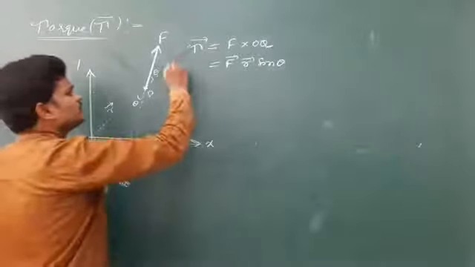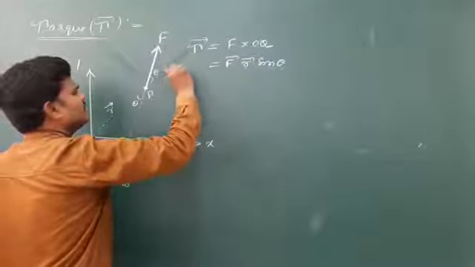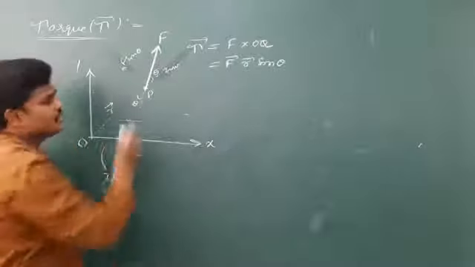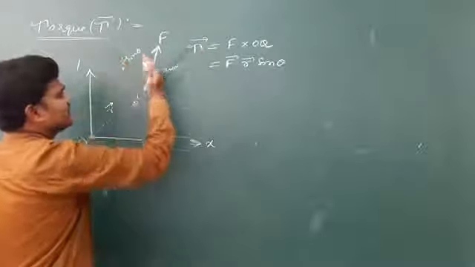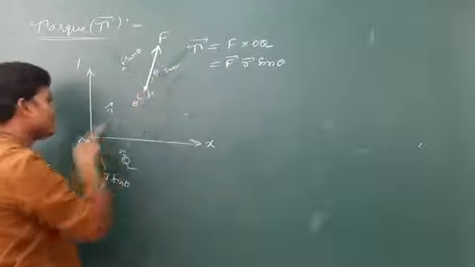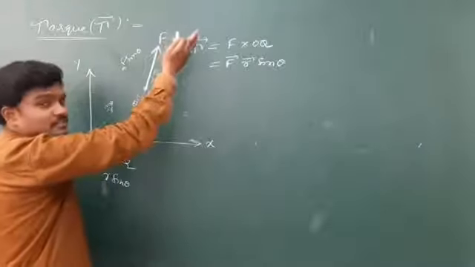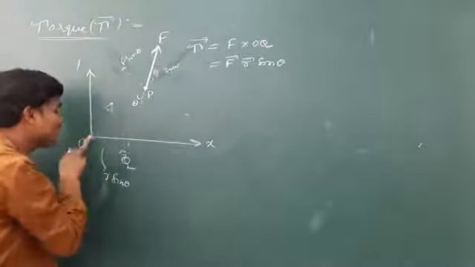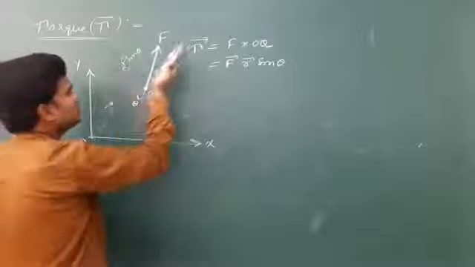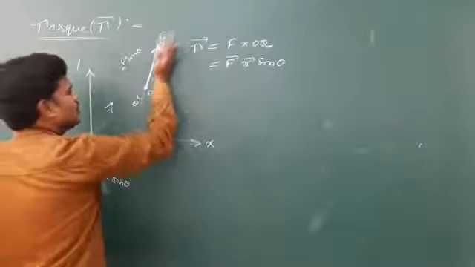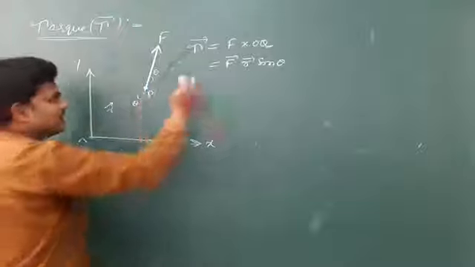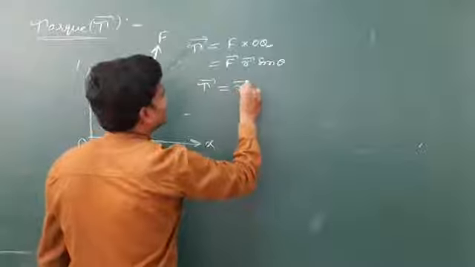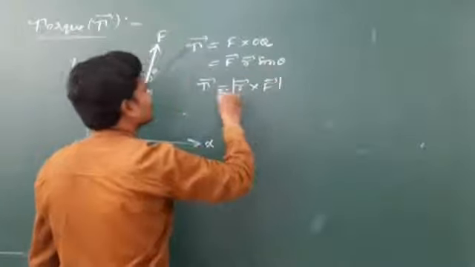Otherwise, if you resolve the force, this is F cos theta, and what is this? F sin theta. We can write like this also. F cos theta does not create any torque about O because it is along the line. F sin theta and perpendicular distance r will create a torque about O. We can write the torque equation like this also. Anyhow, in regular classes you learn it like this, so keep the formula in mind. Tau is equal to F r sin theta, that is, r bar cross F bar.